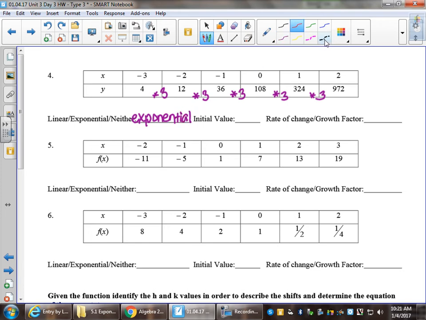Initial value, I'm looking for when x is 0 in the table. So my initial value is 108. Since this is exponential, I have a growth factor, and that growth factor is 3.